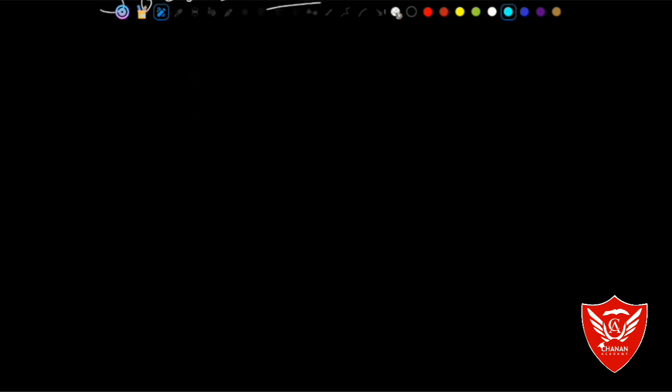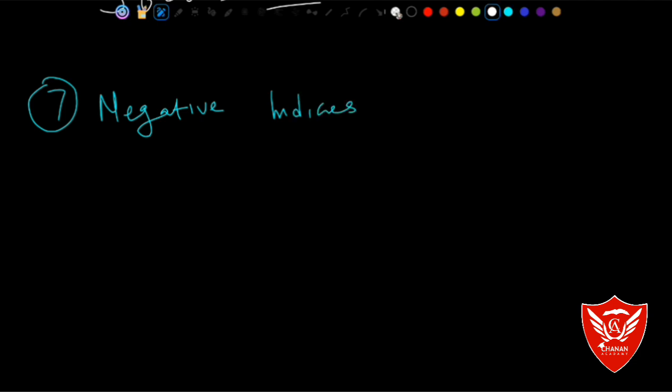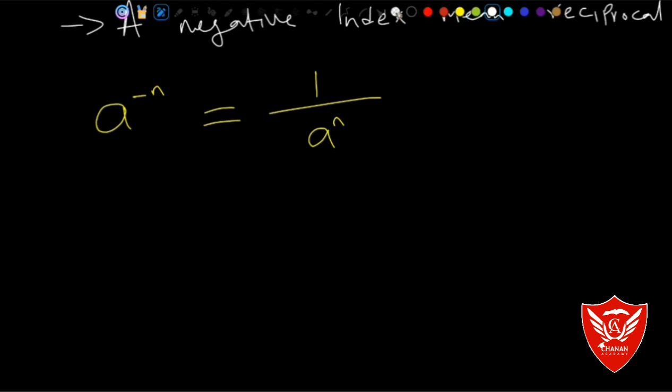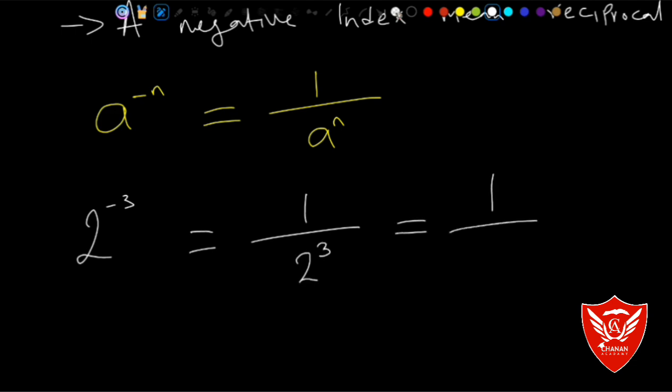Negative indices. A negative index means a reciprocal. So if we have a raised to the power of negative n, this is going to be equal to 1 over a raised to the power of n. The negative n will become positive n. Okay, so let's take an example to explain this. Suppose we have 2 raised to the power of negative 3, this is going to be 1 over 2 raised to the power of 3, and this is going to be equal to 1 over 8. So this is our answer.